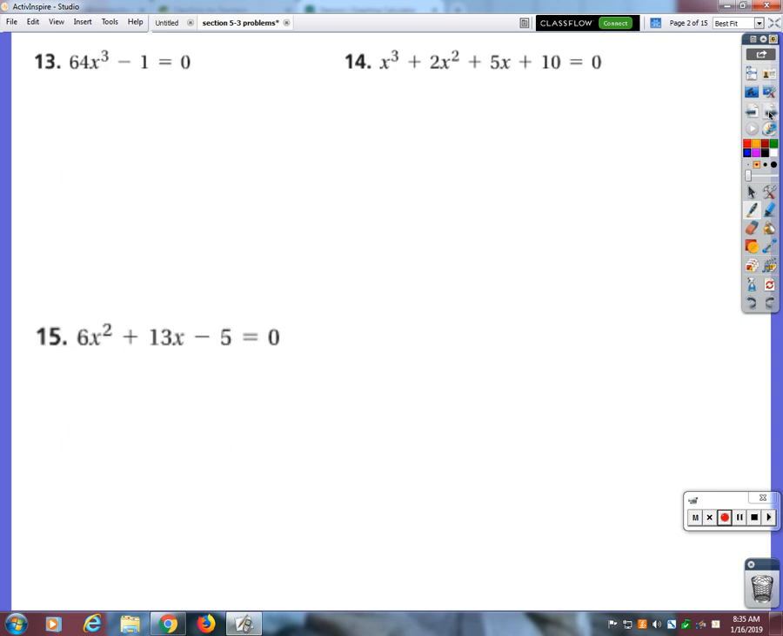So let's try this again with number 15. You want to do this one with the quadratic formula? Because you can factor it or you can use the quadratic formula. Which one? The quadratic formula? Okay, go for it.